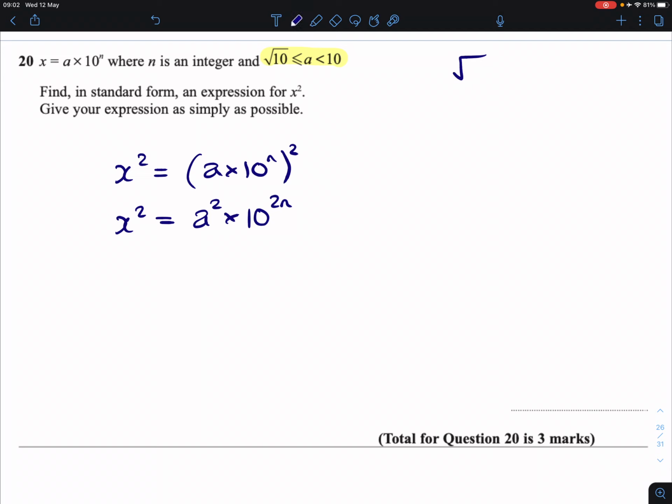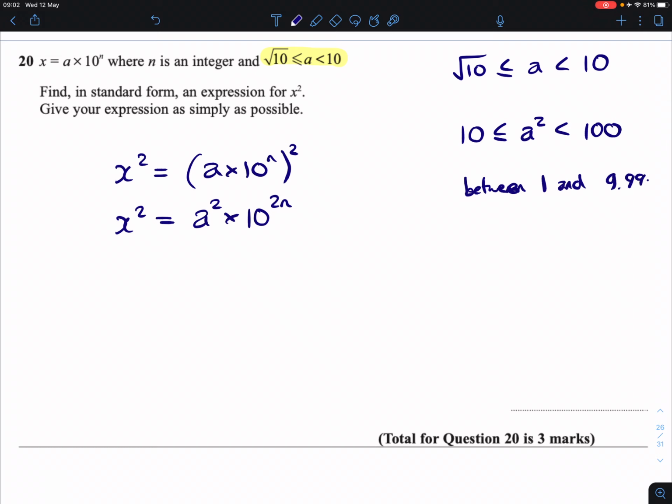So we have our range of values of the size that a can take. But we don't have a. We've got a squared. So what would happen if we square both sides of these? Well, root 10 squared gives us 10. And then 10 squared gives us 100. Now that's a problem, because a squared is not a number that is between 1 and 9.9999, and so on and so forth.